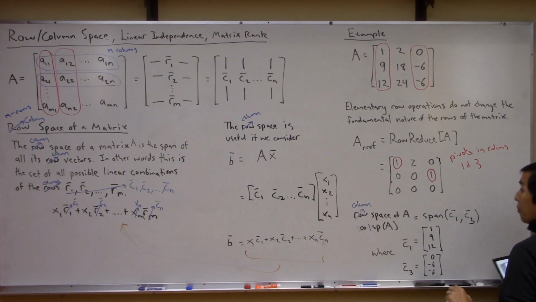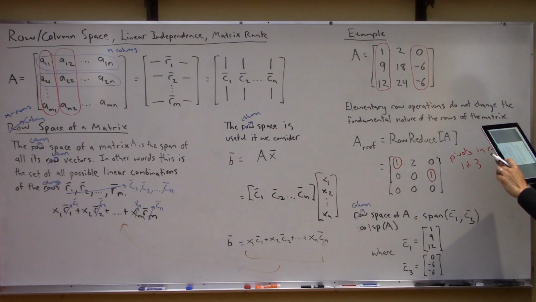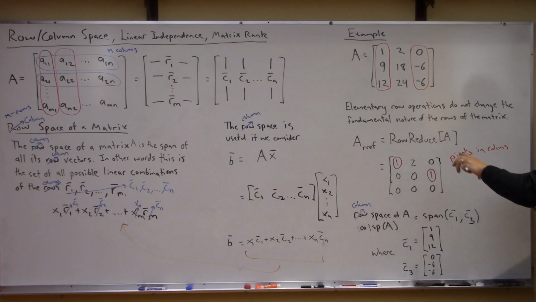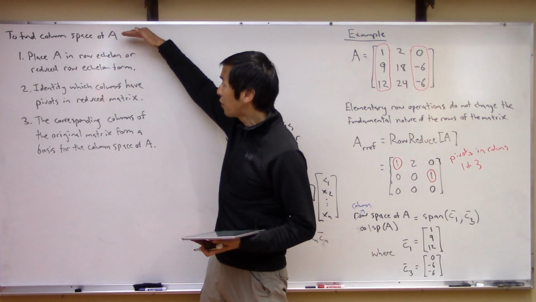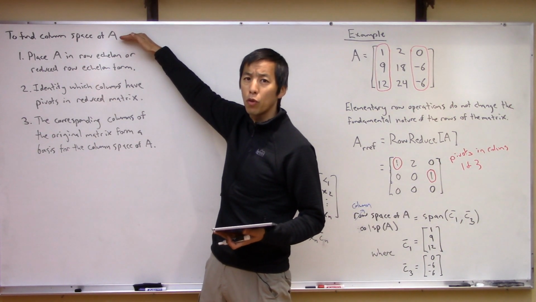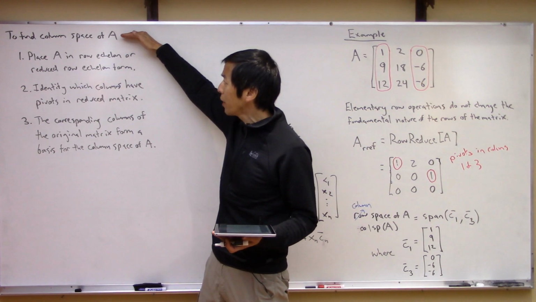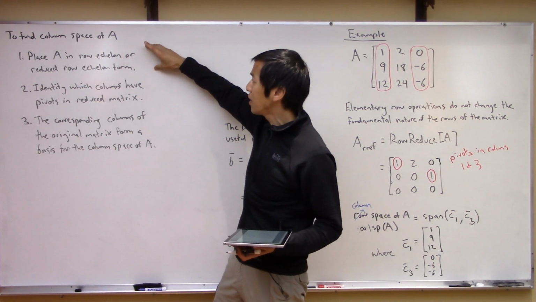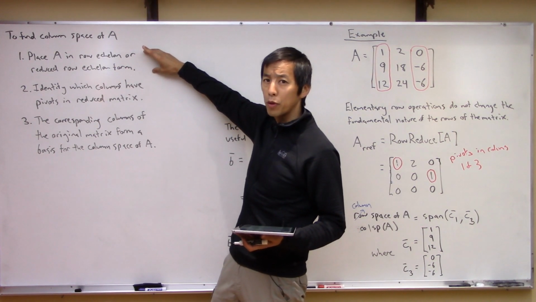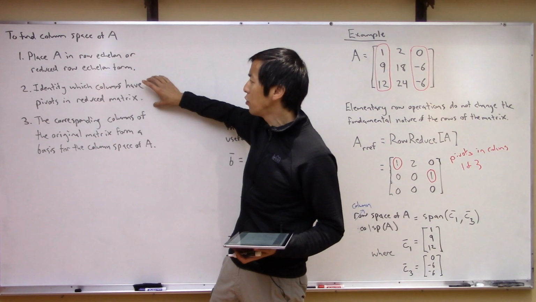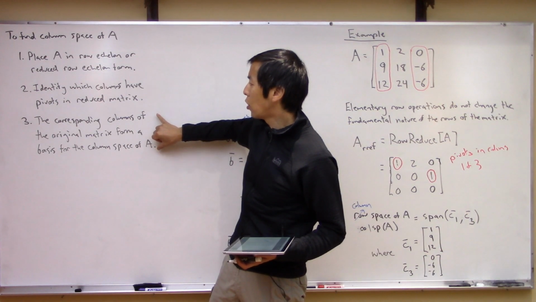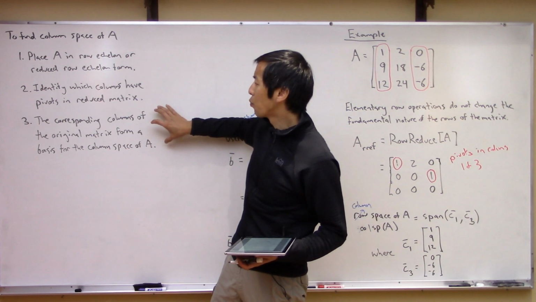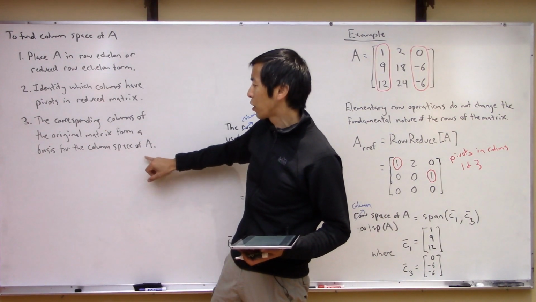Let me erase some space over there on the board and write down that procedure. So we see the procedure to find the column space of A. It's a little bit more involved than the row space calculation, but not by much, because all you have to do is take this matrix A and place it in some echelon form, either row echelon form or reduced row echelon form. Then identify which columns have pivots in the reduced matrix. Then you just look for the corresponding columns of the original matrix, and those form a basis for the column space of A.